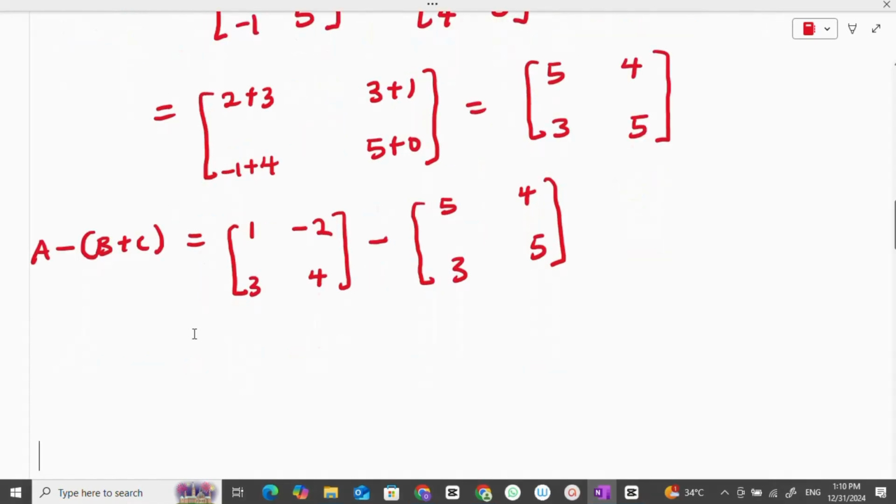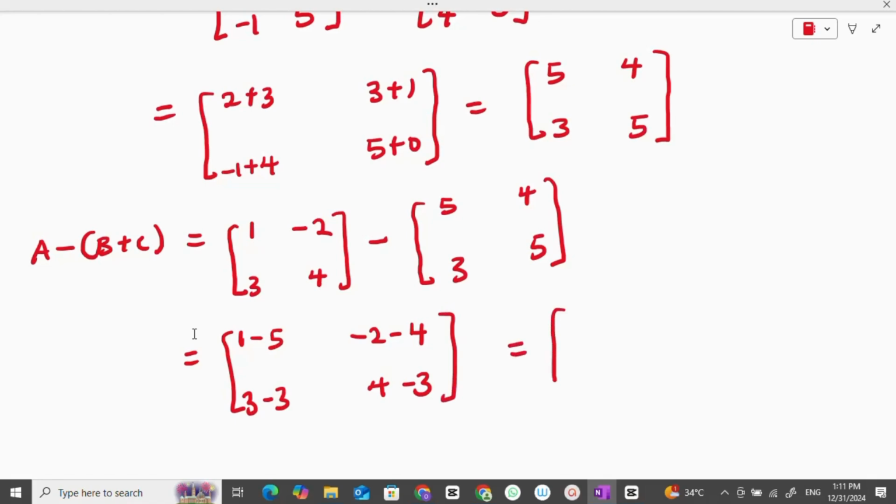All right, so at this point this is going to be equal to 1 minus 5, then minus 2 minus 4, 3 minus 3, and 4 minus 3. Solving this, we have 1 minus 5 is negative 4, negative 2 minus 4 is going to give us negative 6, 3 minus 3 is 0, and 4 minus 3 is 1. So this becomes the answer.